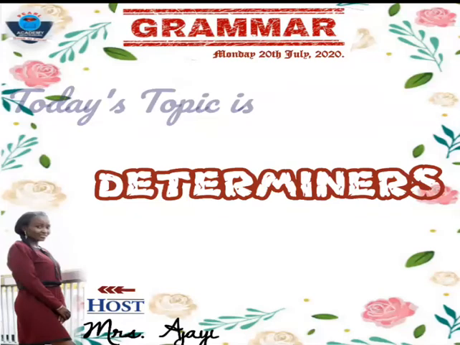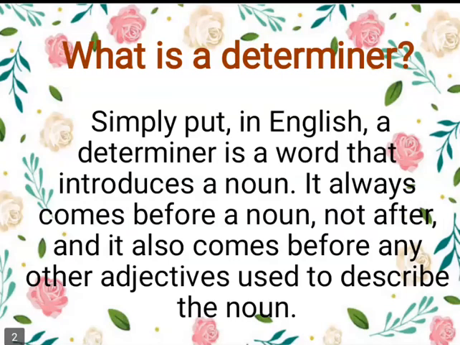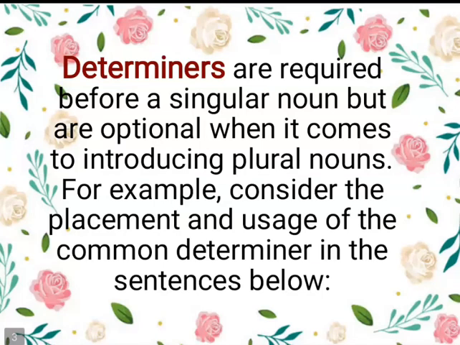Today's topic will be on determiners. What are determiners, or what is a determiner? A determiner is a word that introduces a noun. It always comes before a noun, not after, and it also comes before any other adjectives used to describe the noun. Determiners are required before a singular noun, but are optional when it comes to introducing plural nouns.